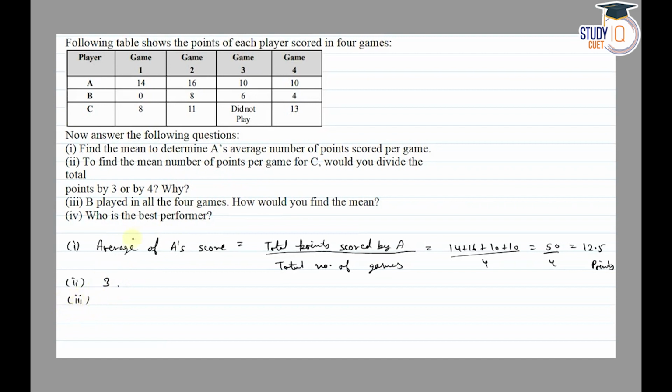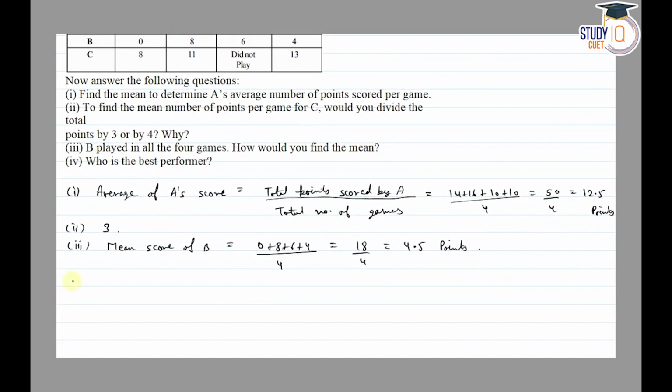Third, B played in all 4 games. How would you find the mean? So mean score of B is equal to total points scored by B. So B 0, 8, 6, 4, 0 plus 8 plus 6 plus 4 upon total number of games, ये हो जाएगा 4. So हो जाएगा 18 by 4, तो हो जाएगा हमारे पास 4.5 points.